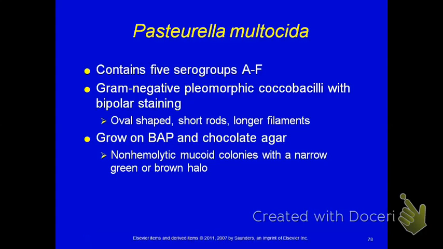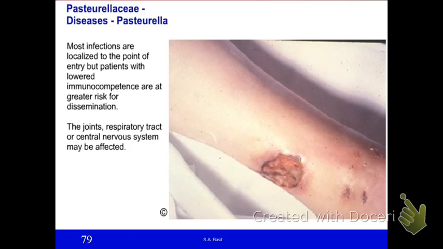There are about 6 serogroups of Pasteurella multocida: A, B, C, D, E, F. I think that's 6. Anyway, they are gram-negative pleomorphic coccobacilli with bipolar staining. The term pleomorphic means that the organisms could assume a variety of shapes: oval, some are short rods, some would have a longer filament. The organisms could grow on blood agar plate and chocolate agar. They are non-hemolytic mucoid colonies with a narrow green or brown halo formation.